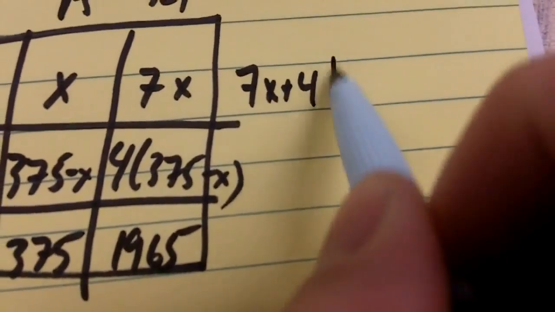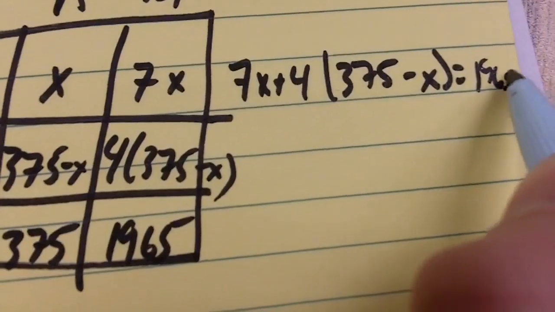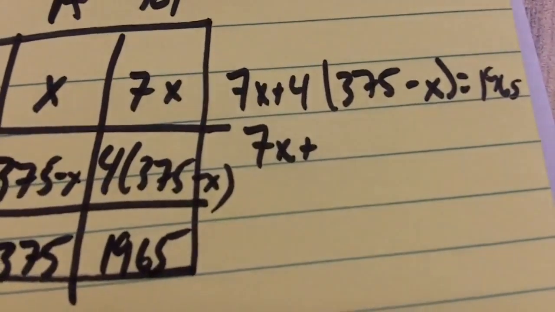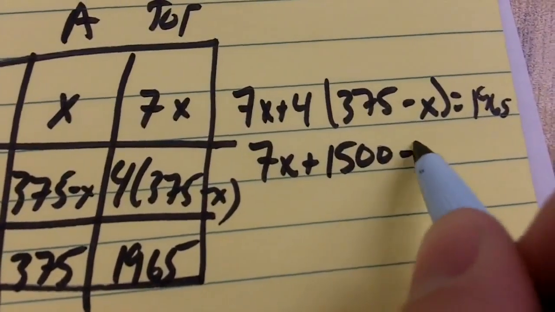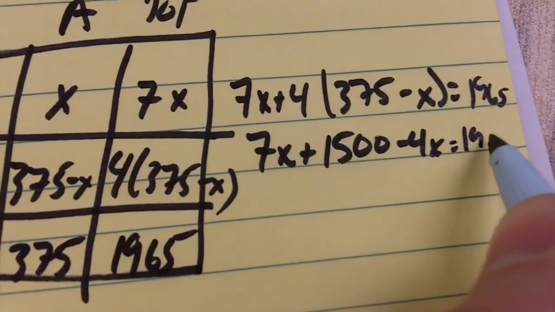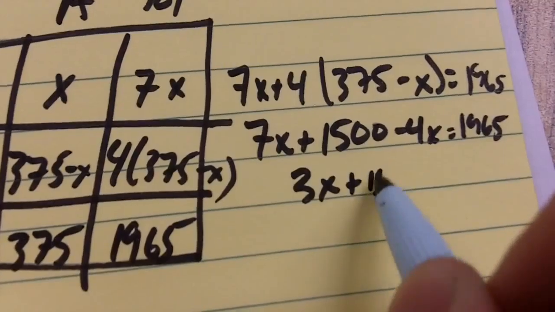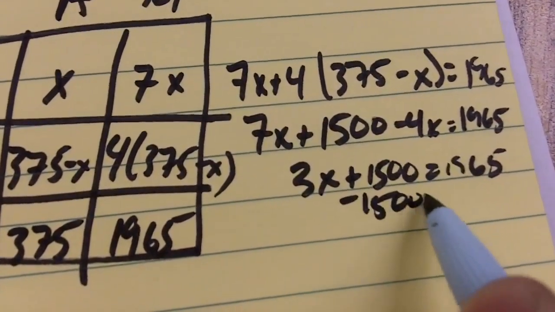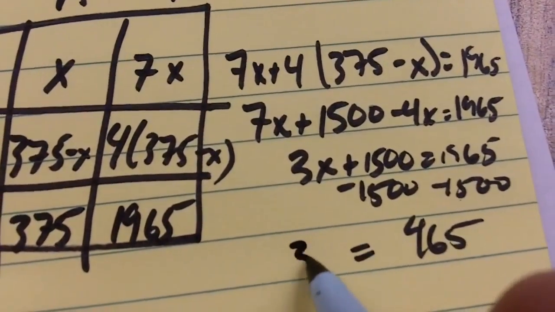Now I can set up the equation and solve. 7x plus 4 times 375 minus x equals 1965. 7x plus 4 times 375 is 1,500 minus 4x equals 1965. 3x plus 1,500 equals 1965. Subtract 1,500 gives you 465 equals 3x.